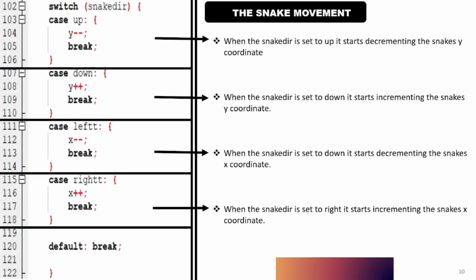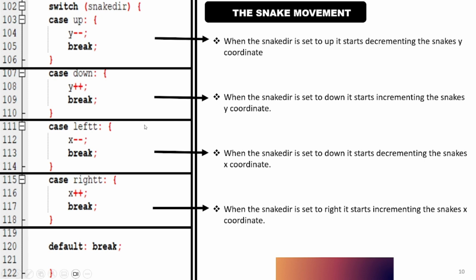Now moving back towards the snake movement in the logic function. Here we can see another switch case is used, but this time in the condition of switch, we have used the snake dir, which we have taken as input. Now, if the snake dir is up, it will directly move towards the case up. In the case up, it will start decrementing the value of y with each loop.